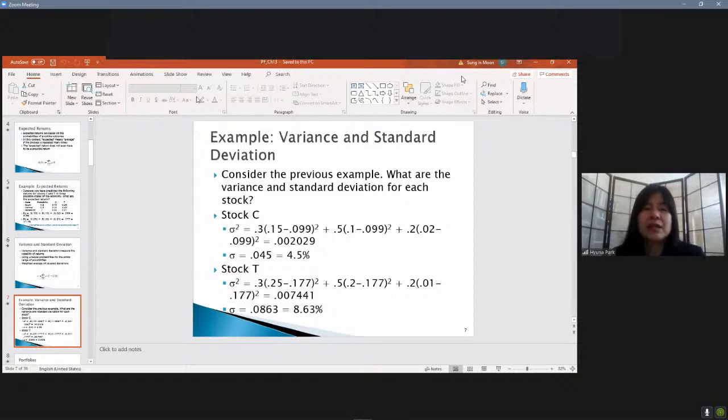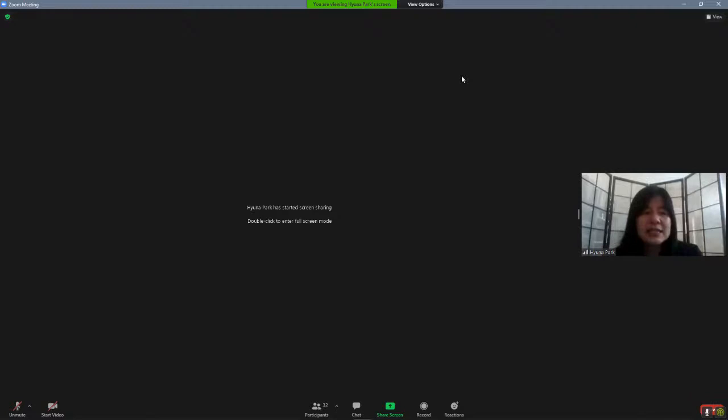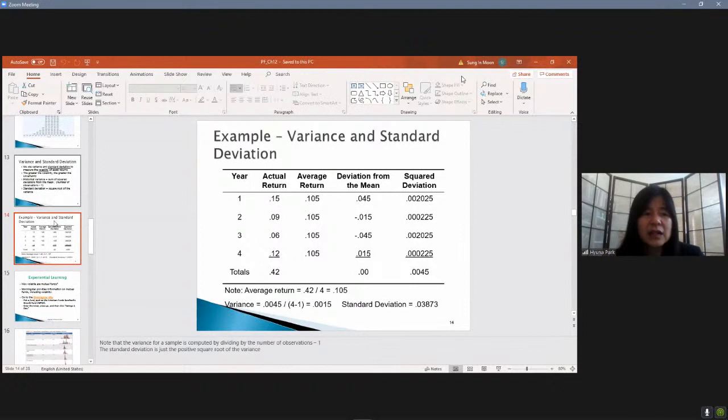So let me stop share. And then let's go back to chapter 12. So let's just go step by step. So in this slide, what kind of problem is that? We have year one, year two, year three, year four data. So this is historical returns. Then we can calculate expected return and standard deviation using the formula you learned in the previous slide. So take a look at this numerical example on slide number 14.